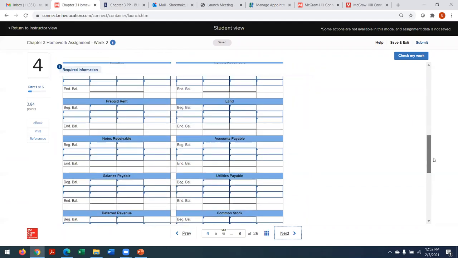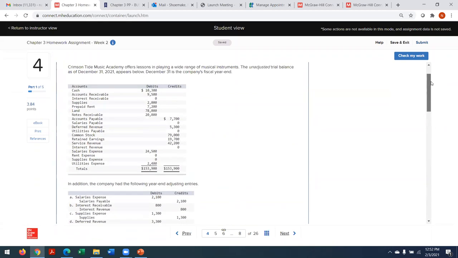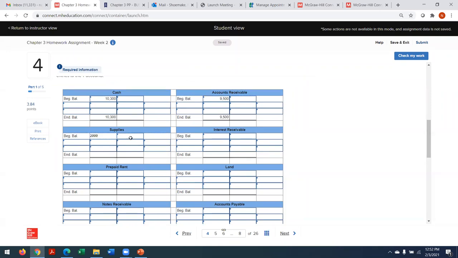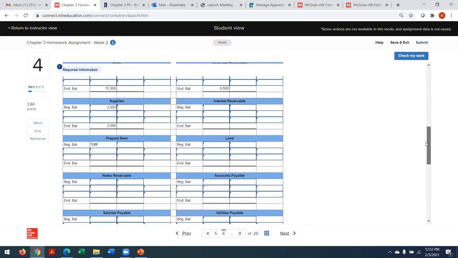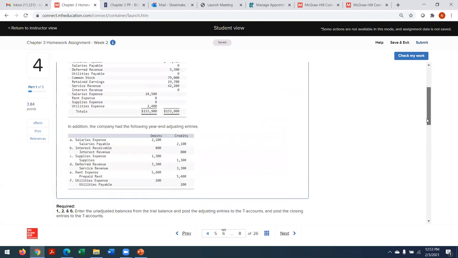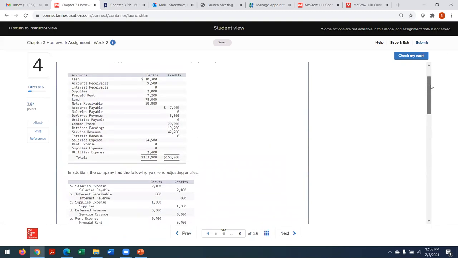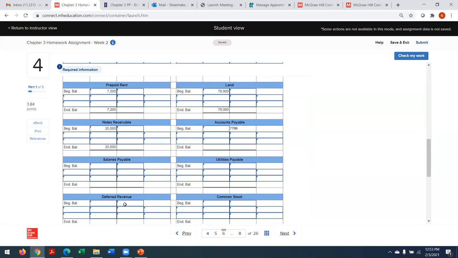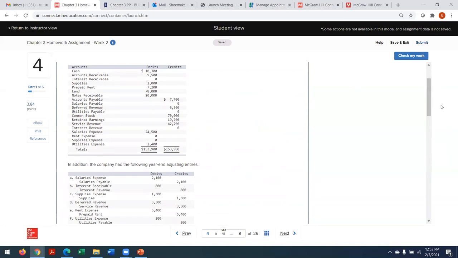Cash, 10,300. Accounts receivable, 9,500. Supplies, 2,000. Prepaid rent, 7,200. Land, 78,000. Notes receivable, 20. Accounts payable, 7,700. Deferred revenue, 5,300. Do you see how I need to know those are credit balances? Common stock, 79. Retained earnings, 19.7.